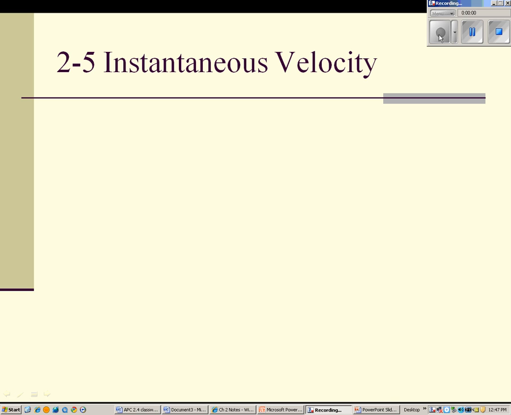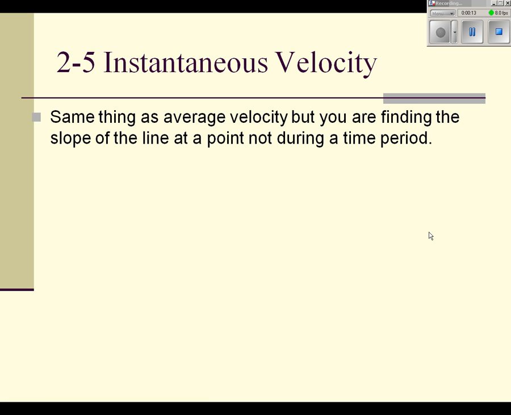This is the APC 2-5 instantaneous velocity lecture. We studied average velocity, and now we're going to be studying what instantaneous velocity is. We see that it's really the same thing as average velocity, but you're finding the slope of the line at a point, not over a long period of time.